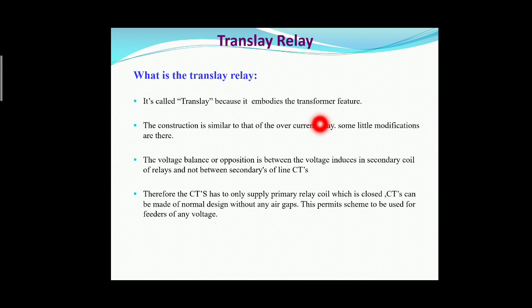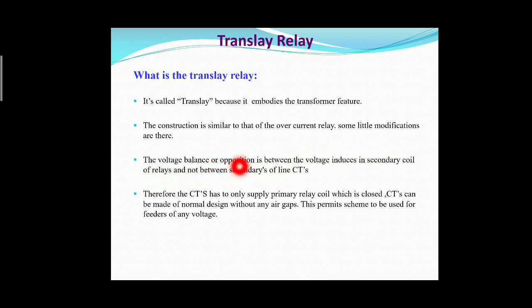Okay, next one is the primary coil is closed upon itself, so that the CT secondary is closed and it carries the rated current. The construction is similar to that of an overcurrent relay. The constructional parts are also similar to the overcurrent relay, with little modifications, which will be discussed later.